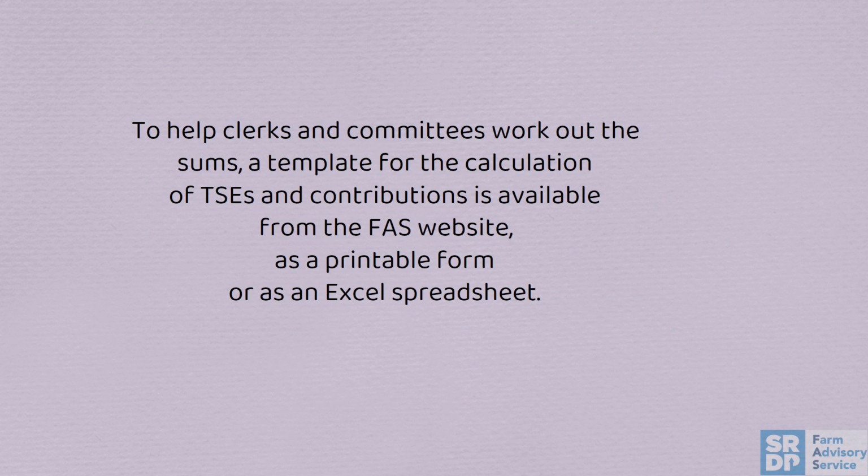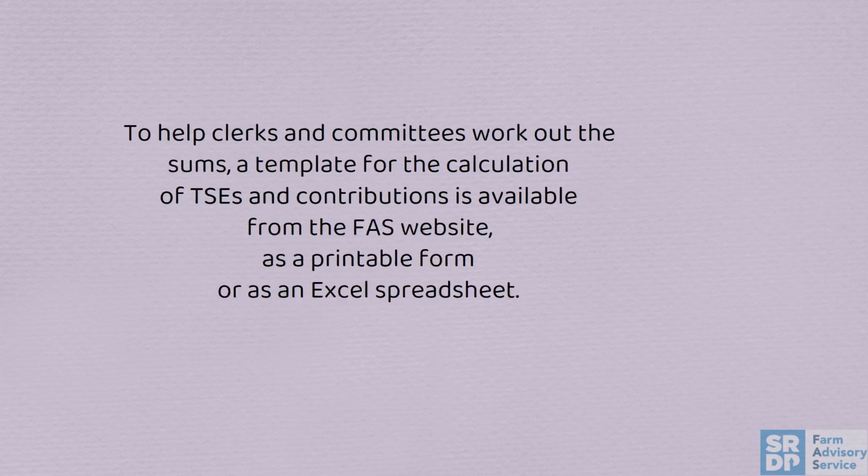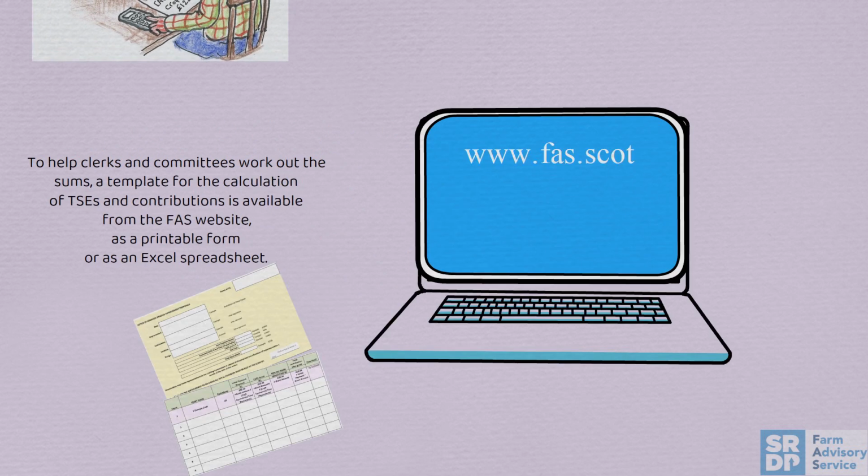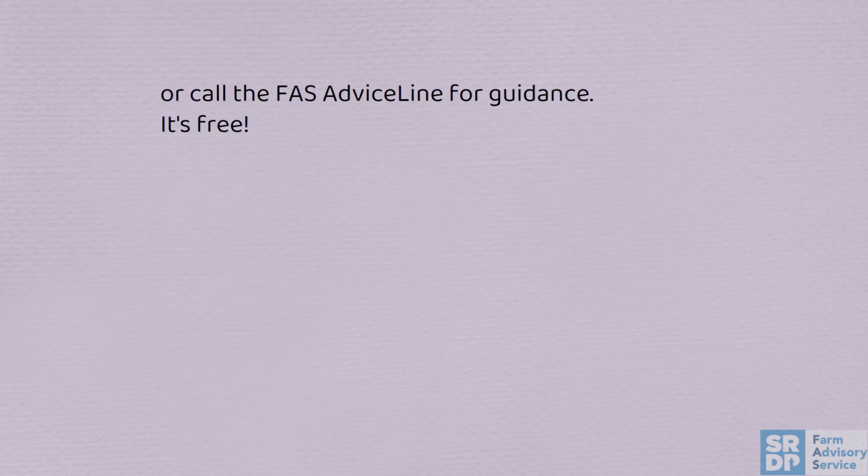To help clerks and committees work out the sums, a template for the calculation of TSEs and contributions is available from the FAS website, as a printable form or as an Excel spreadsheet. Or call the FAS advice line for guidance. It's free.